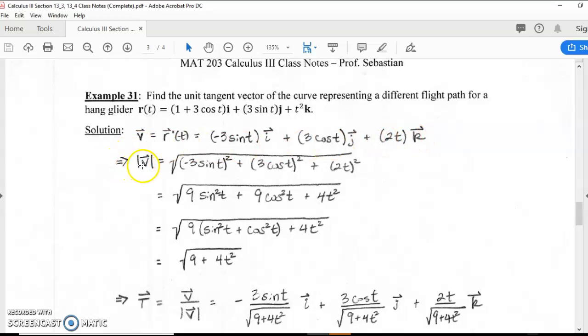If I want to find the magnitude of that, square each component and take the square root of their sum. So you get 9 sine squared t plus 9 cosine squared t plus 4t squared. In these first two terms, I can factor out a 9. I have 9 times sine squared of t plus cosine squared of t, which by the Pythagorean identity is 1. So I end up with 9 plus 4t squared under the square root.